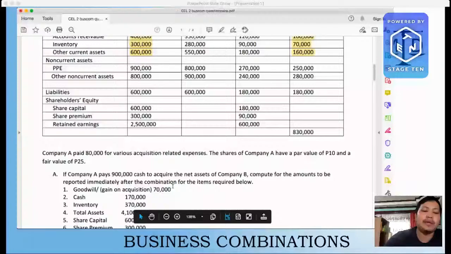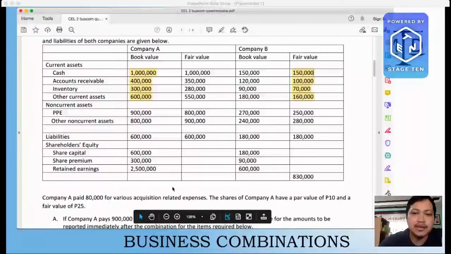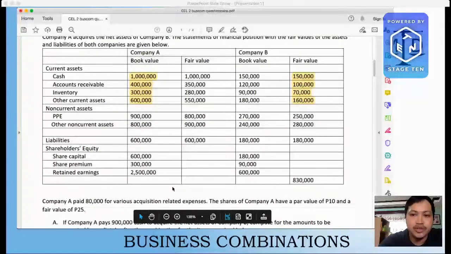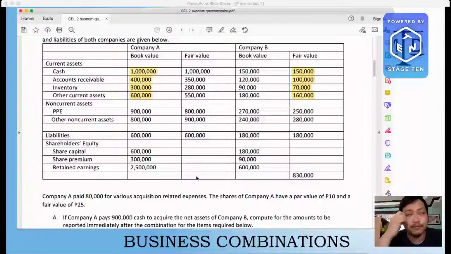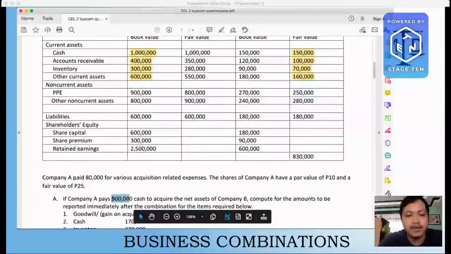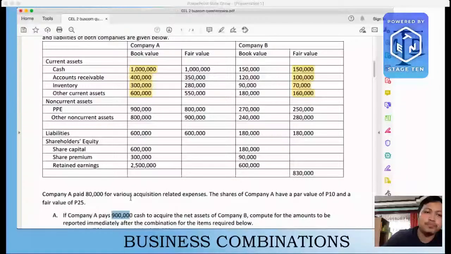Okay, so for cash class, please remember that it is correct to add 1 million and 150, but there are other items for you to consider. And number one of which, class, is the consideration. So always be careful, class. If you're asked for combined cash, always inquire about the consideration. Is the consideration in terms of cash? If the answer is yes, please do not forget to take that into account in cash.